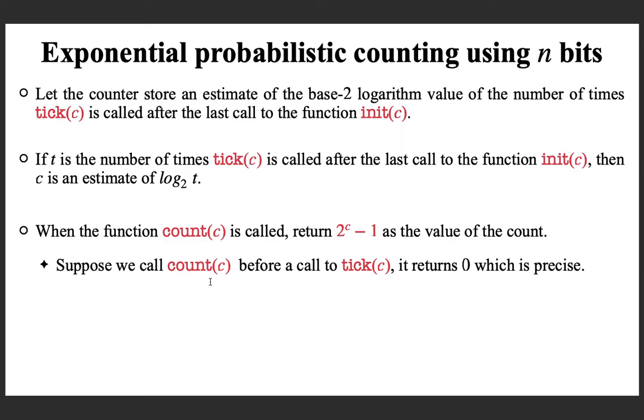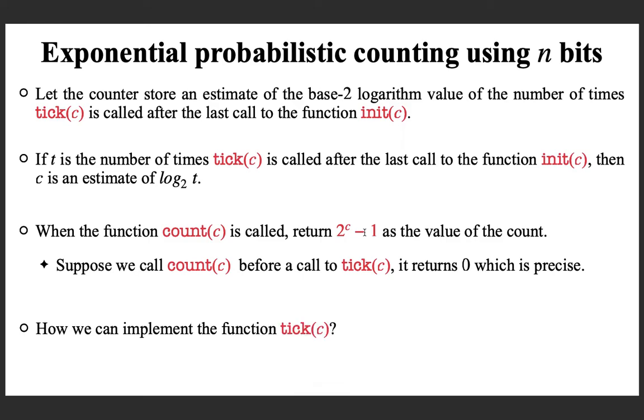And before you increment, it is only the initialized value. So C is 0. So what you are returning is 2 to the power 0, which is 1, minus 1, 0. So in that case, you are returning the precise value. It makes sense to return this, at least for the initialized case.